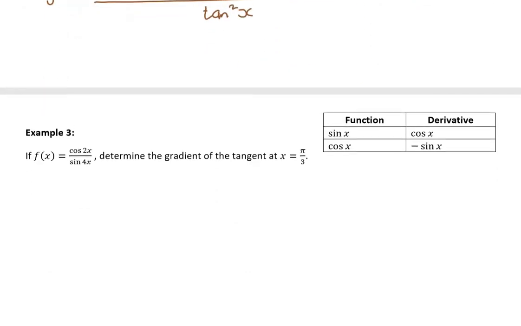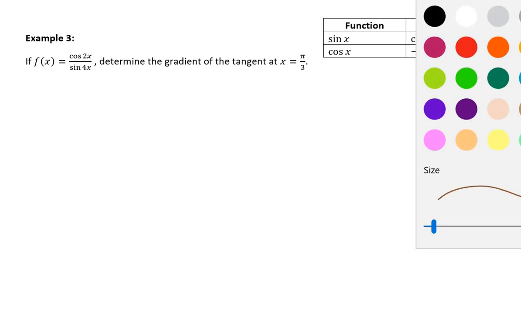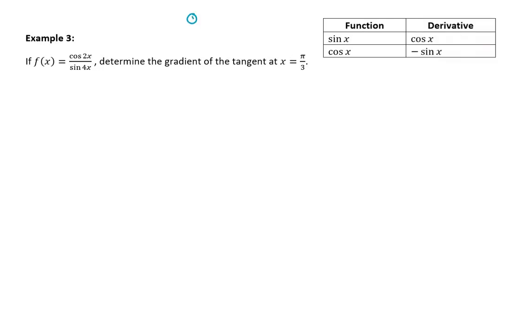Great. So let's move on to another example of where maybe we can take the question a little further. So example 3 says, if f of x equals cos 2x over sine 4x, determine the gradient of the tangent at x equals pi by 3. Now this looks like a quotient rule, because I see a quotient, which isn't very exciting, but okay. Now that's going to get quite messy.